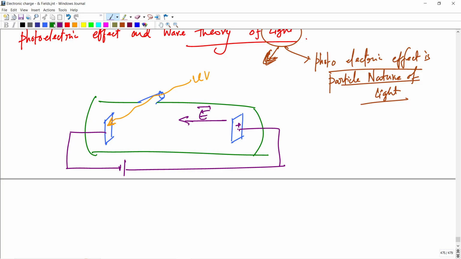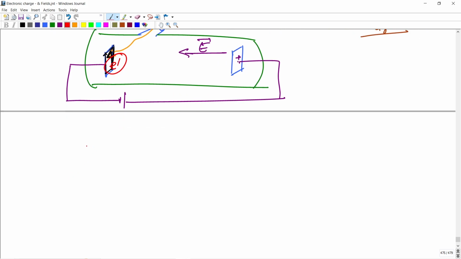This metal has some free electrons. When UV light falls on this metal surface, the electron gets some energy. If the energy of this free electron is greater than the work function phi naught, we get the photoelectric effect.